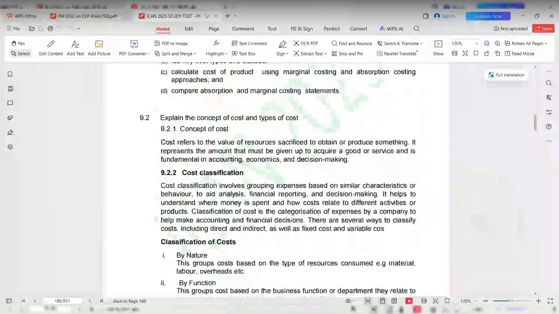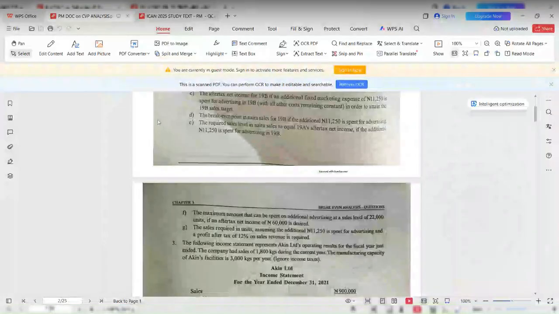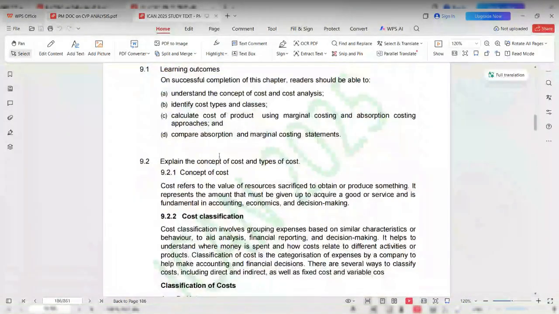Page 186. But don't be too familiar with this page, because I will bring something else, as you can see here. I have one question here. If you want to get the page, you will need to go and get the book. But as far as this one is concerned, I am on page 186. All right, so I was trying to explain the concept of cost.